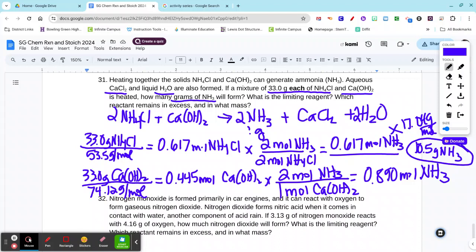So here, once I identify my smaller mole amount of my product, I can just go from the smaller one to my grams. I don't have to do both. It just saves a little bit of time. I mean, you can do both and you'll still be able to figure it out, but it just saves you a little time.